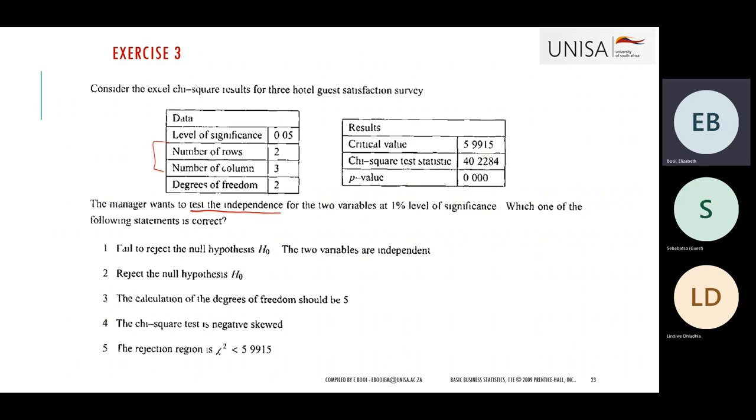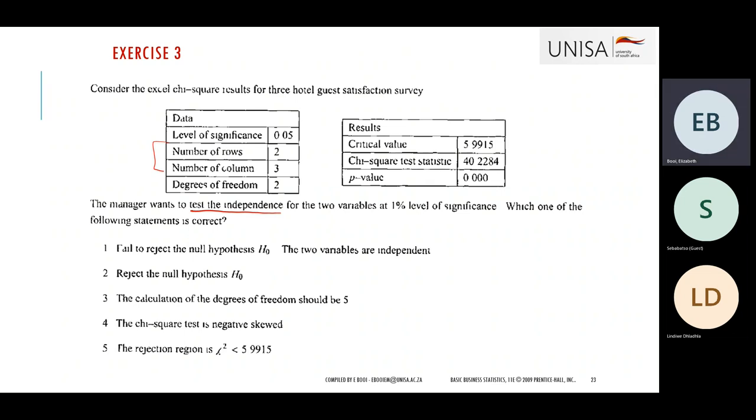So consider this Excel chi-square test results for three hotel guests satisfaction surveys that was conducted. The test was conducted, and this is the information given as per the two tables. One is the data part and the other one is the results part, where it shows the calculation in terms of the chi-square test statistic and the critical value. So we don't have to go to the table to look for the critical value. They gave us all the information. The manager wants to test independence of the two variables at 1% level of significance. Which one of the following statements is incorrect?